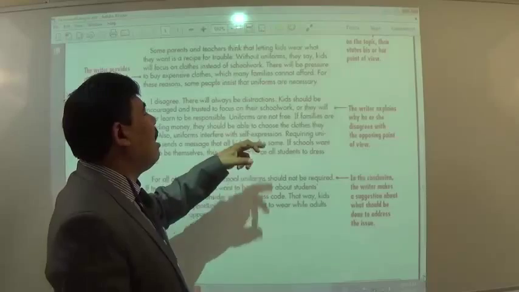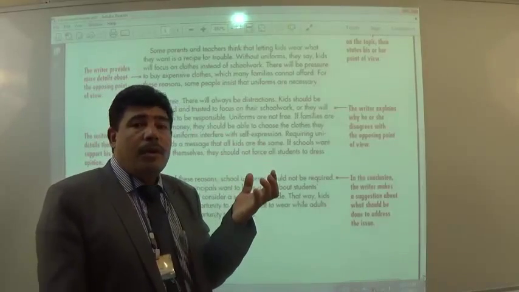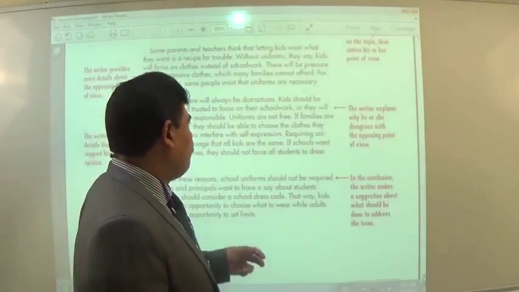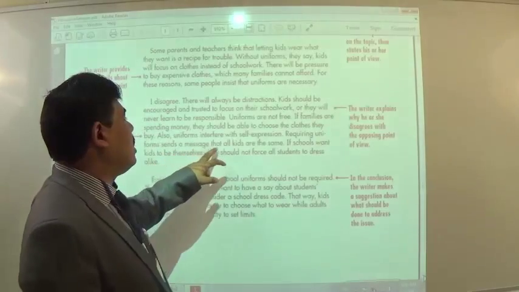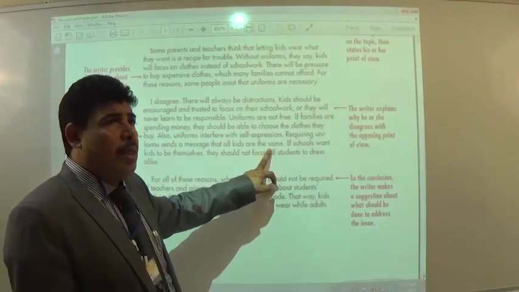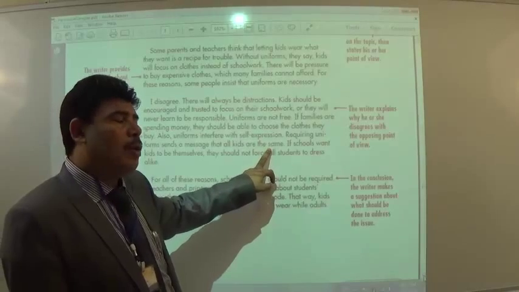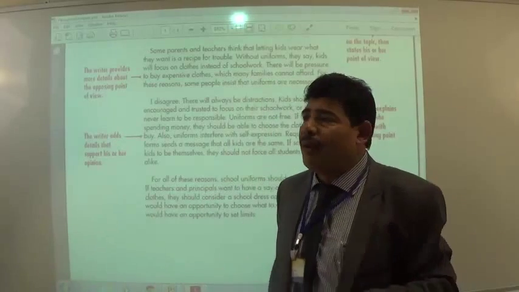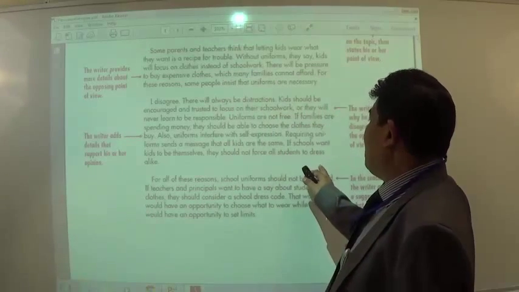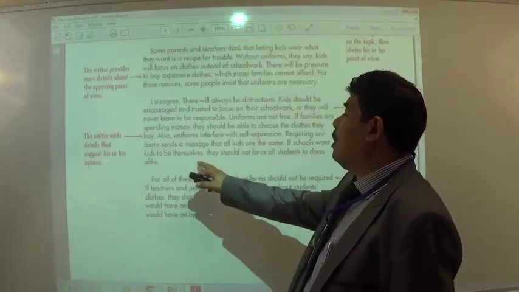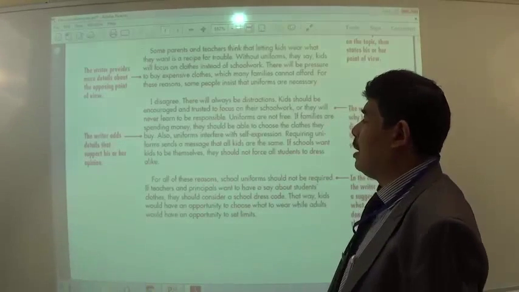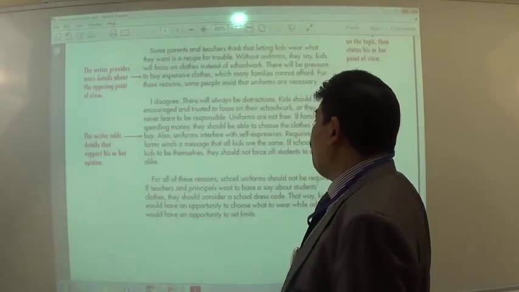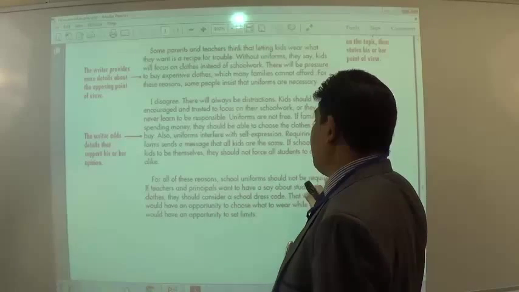"Also, uniforms interfere with self-expression." Sometimes uniforms are in colors that I do not like, or even in a style that I do not like to wear. "Requiring uniforms sends a message that all kids are the same." But actually this is not true. Not all kids are the same, because they have many different personalities. "If schools want kids to be themselves, they should not force all students to dress alike. For all of these reasons, school uniforms should not be required."